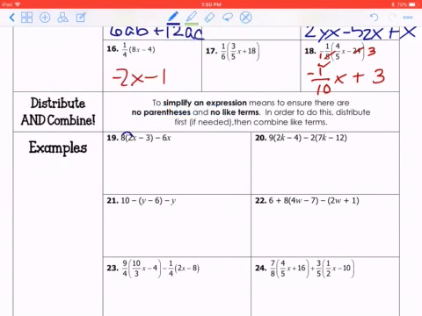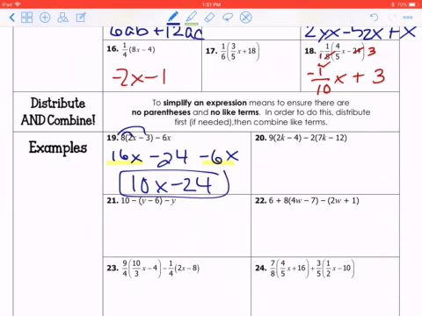So I'm going to multiply distributive property first. So 8 times 2x is going to give me 16x. Minus 24, and then I have a minus 6x. So now we go through and we look for like terms. So I have 16x minus 6x. Those can go together. 16 minus 6 is going to give me a 10x minus 24, and that would be my answer. Okay.